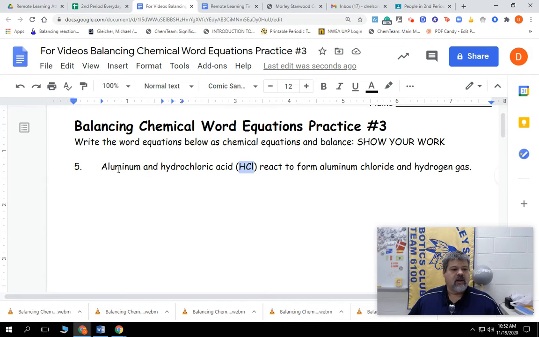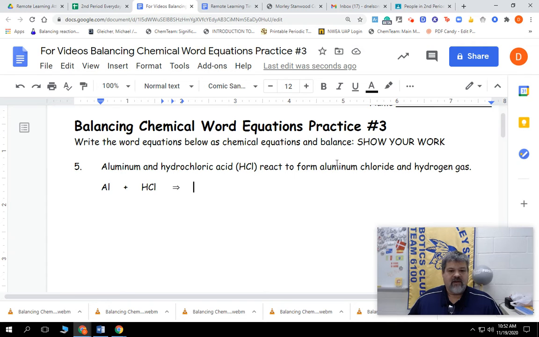So we're going to go ahead and write out aluminum and hydrochloric acid. They're going to react to form aluminum chloride and hydrogen gas. So let's go ahead and start off by writing down our aluminum. Our symbol for aluminum is Al. And again, if you didn't know that, you need to go back to your periodic table and figure that out. We're going to add to aluminum some hydrochloric acid. And again, that formula is HCl, and that's a lowercase l. That is going to create or form aluminum chloride and hydrogen gas.